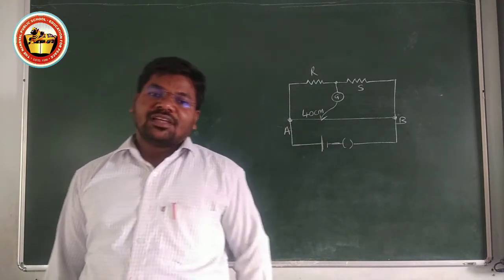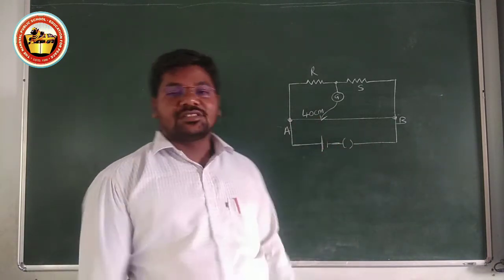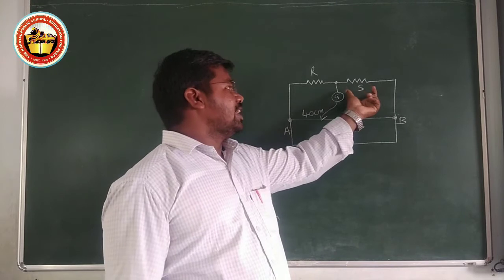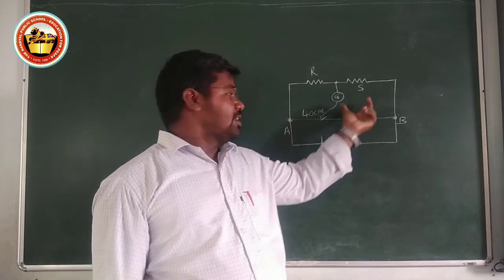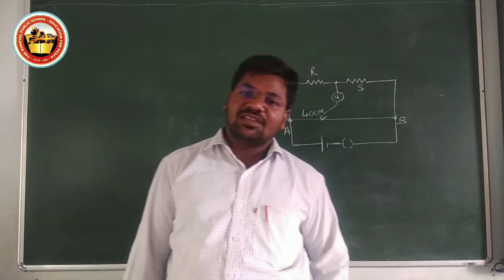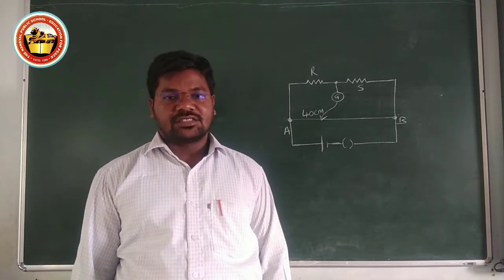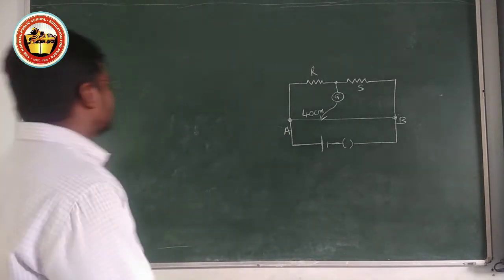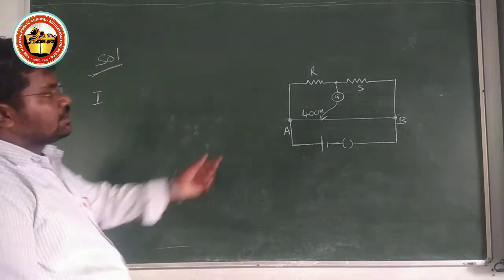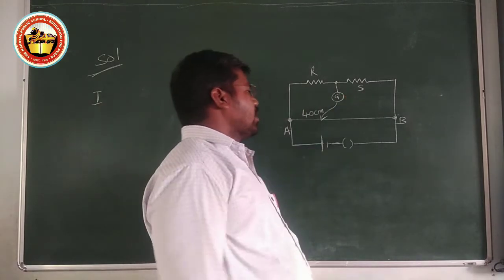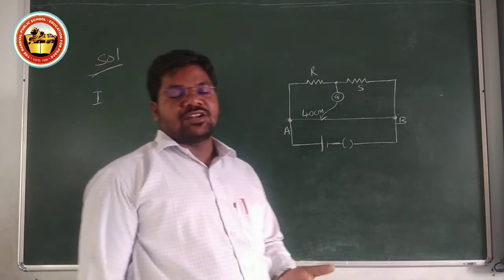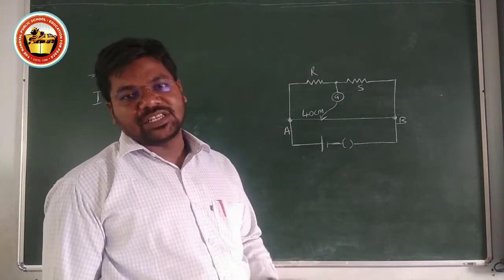Okay, if the resistance of 30 ohms is connected in parallel with S, we can get the null deflection at 50 centimeters from A. Determine the value of R and S. So coming to part 1, first, with the help of R and S, we have to find some ratio. We know that the meter bridge is used for comparing two resistances.